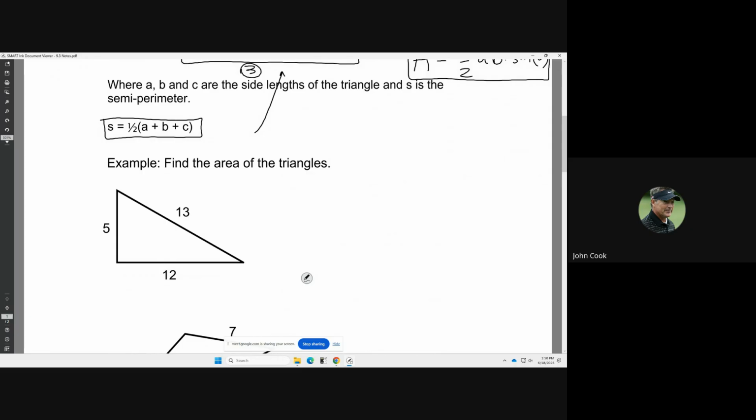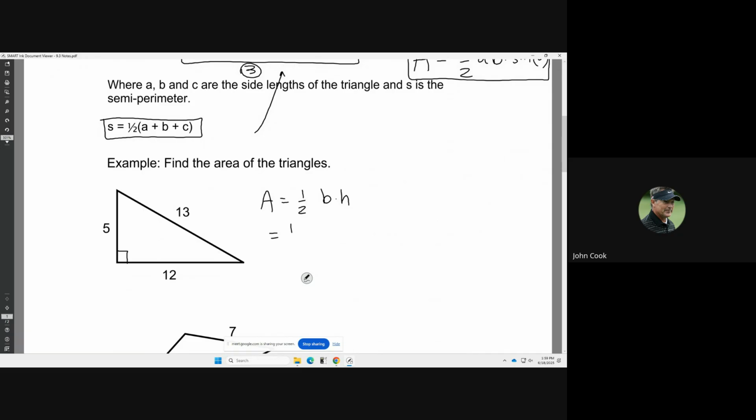Let's be honest about this. This is a 5, 12, 13 triangle, so this is a right triangle. So even though I can use Heron's formula, I'm just going to use the normal one that I know. Area is equal to 1/2 the base times the height. This example is used to show you that you can still find the triangle's area with regular means. So from just 1/2 base times height, but you can also find it using other methods. Okay, so this is the most straightforward one, 1/2 base times height.